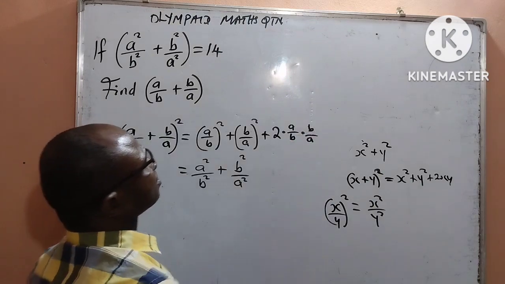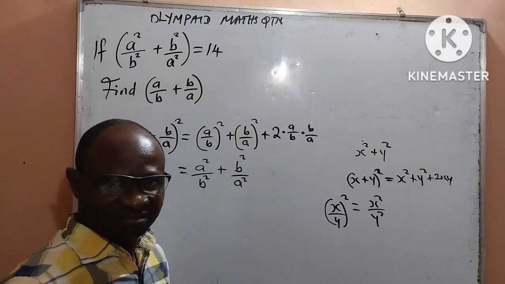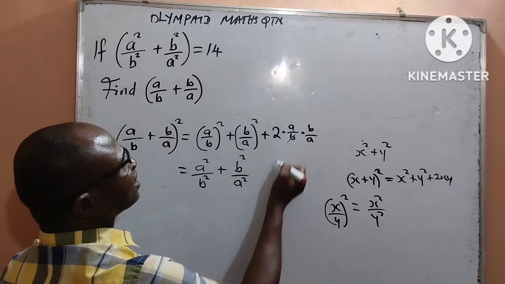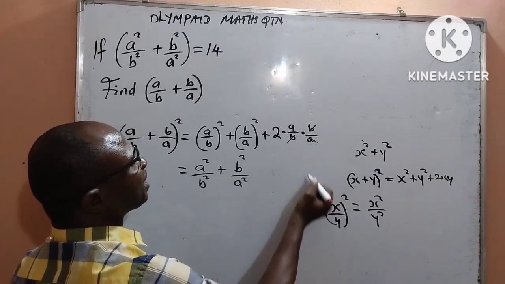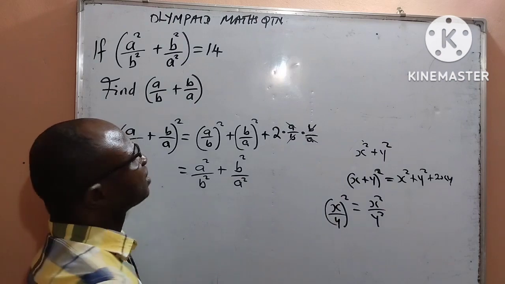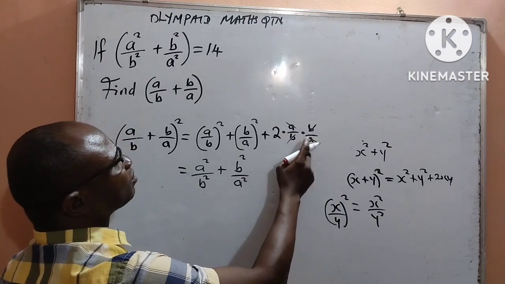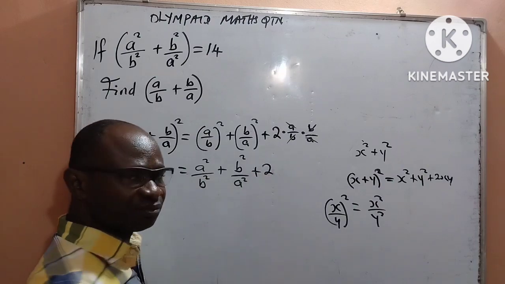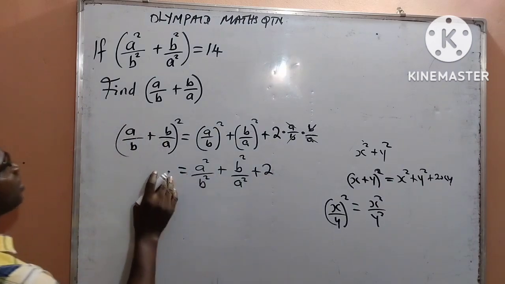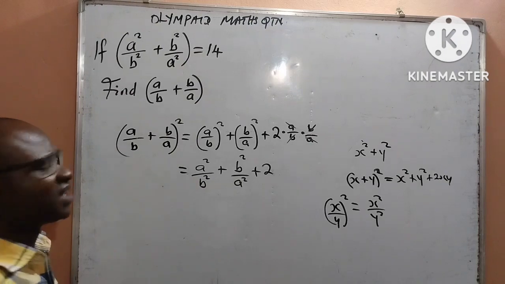Then looking at this, it is multiplication. I have b at the denominator, I have b at the numerator. I also have a at the denominator, I have a at the numerator. What it means is that I will now be having 1 multiplied by 2, which will now give me just plus 2. That the whole of this is equal to what I have on the left hand side.